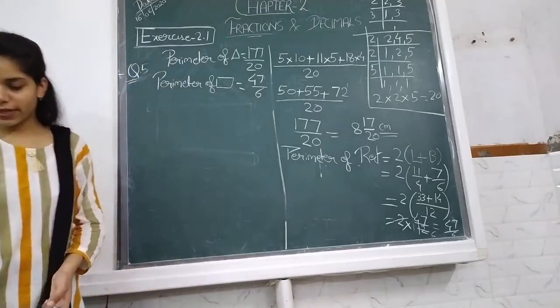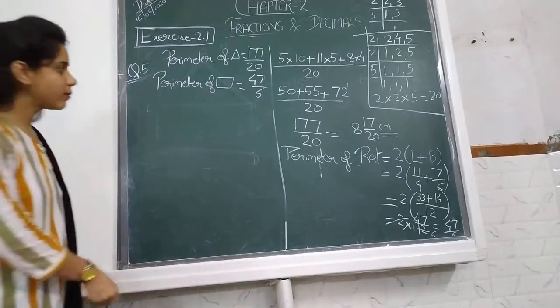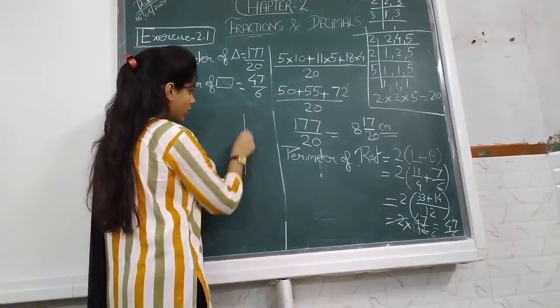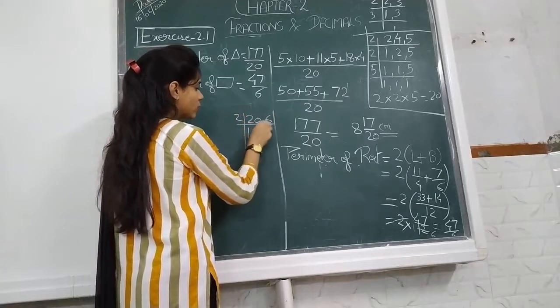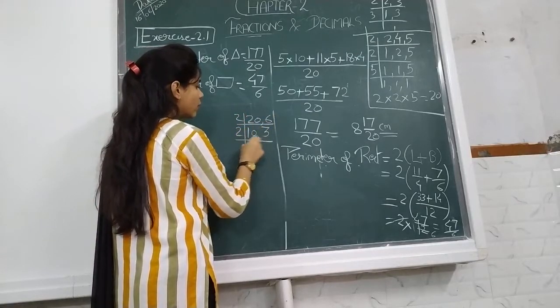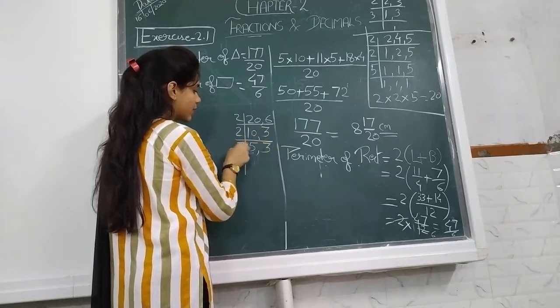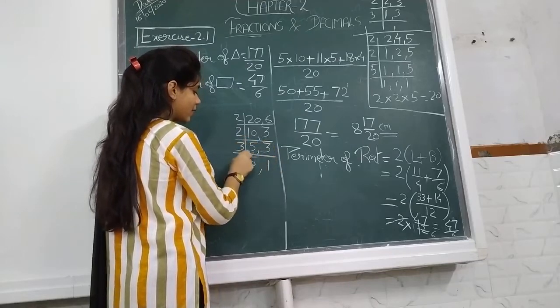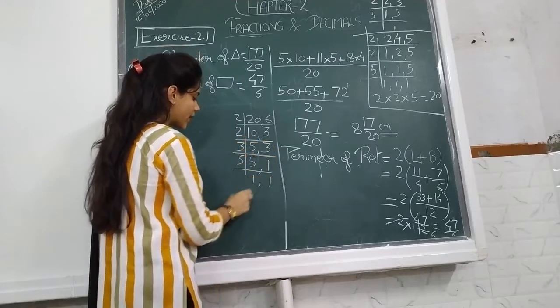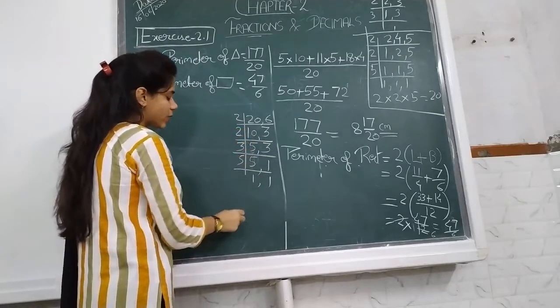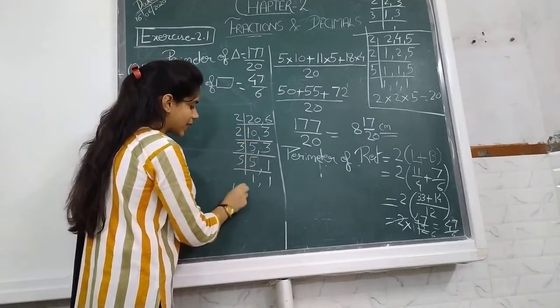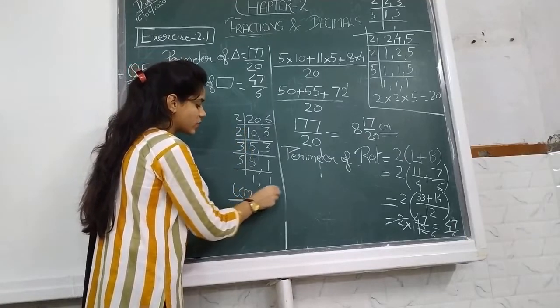LCM of 20 and 6 will be: 2 tens are 20, 2 threes are 6, 2 fives are 10, and this 3. 3 ones are 3 and 5 ones are 5. So 2 into 2 is 4, 4 threes are 12, 12 fives are 60. So LCM will be 60.